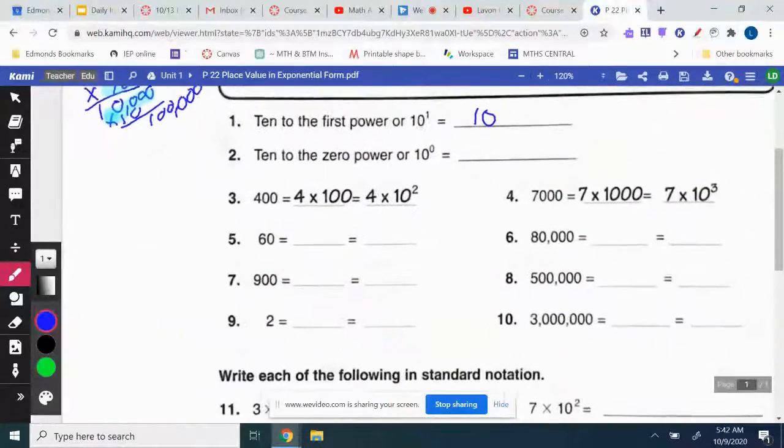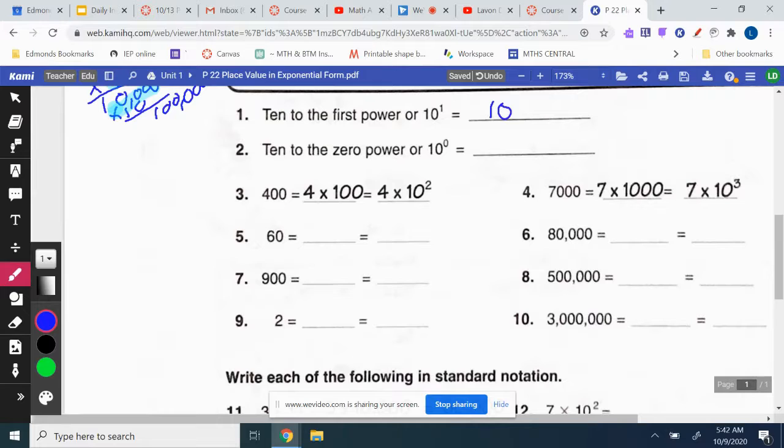Let's look at number 5. So we're going to split this up into factors. So first we're going to take out the factor of 10. So I have 10 times what equals 60? 10 times 6 equals 60. So I'm going to go 6 times 10 to the power of 1.